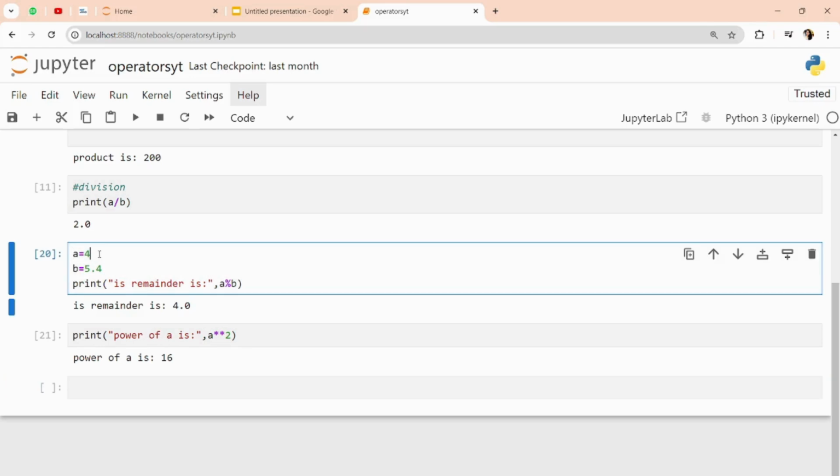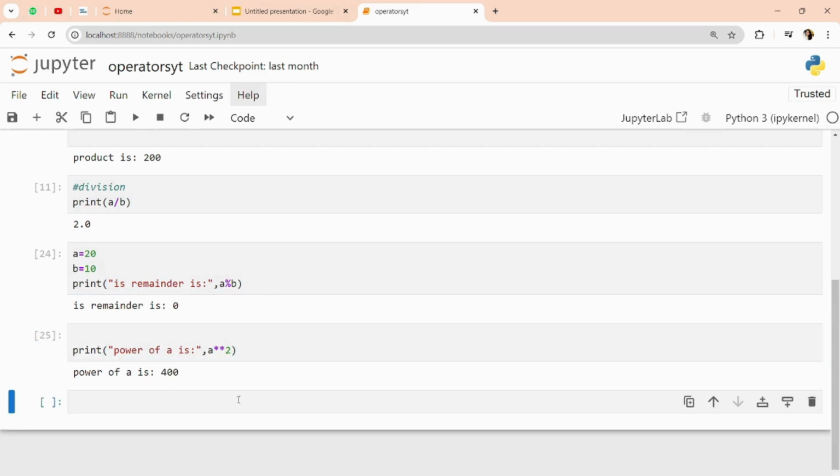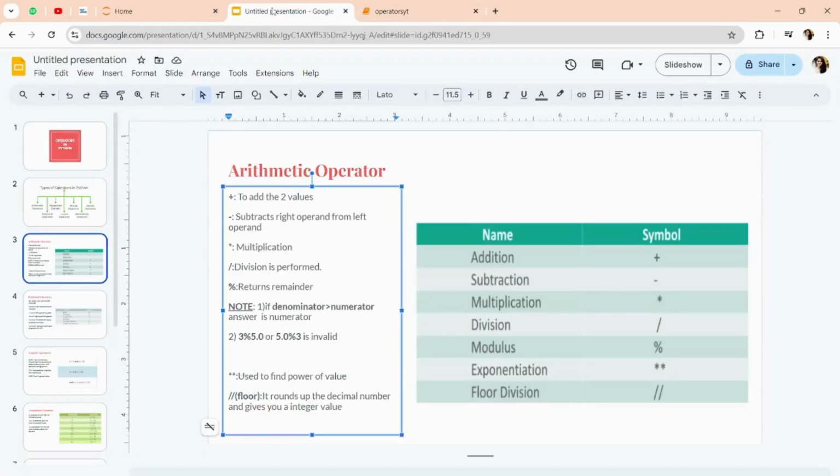So I will take again the same values, the before values which we were having, that is 20 and 10. So now I will run this. Okay, now we have changed. Let's do this and then this. You will get 400. So the square of 20 is 400. Now let's do another, which is floor division. Yes, let's do this. Something like 2.